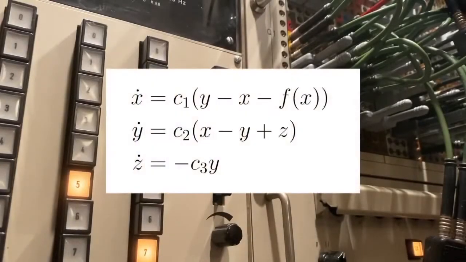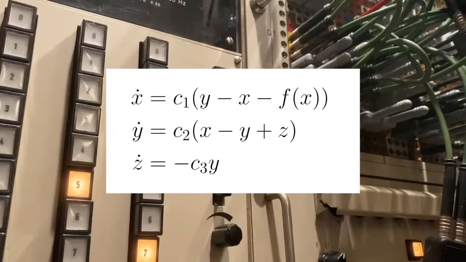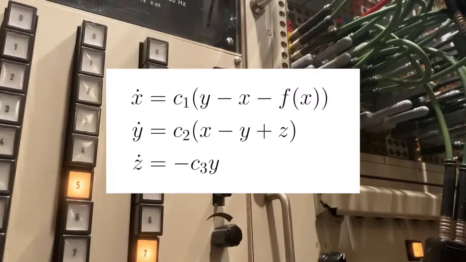So the first equation describes how the variable x changes with time. You see the change of x is described by a constant c1 multiplied with the difference of y and x and some function of x. The second equation shows how the variable y varies with time, and y varies with constant c2 multiplied by x minus y plus z. And the third line shows how the variable z varies, and z varies just with minus c3, another constant, times y.